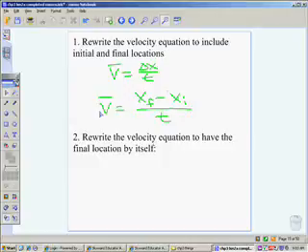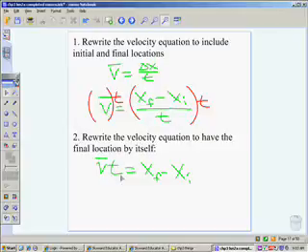Part number 2. Rewrite the velocity equation to have the final location by itself. So here, x sub f is the final location of the object. We want to get this variable by itself. Now, I realize that there are two letters here, the x and the sub f, but it's still considered just one variable. The f is just making us focus on what kind of location it is. So anyway, to get this x sub f by itself, we're first going to multiply both sides by t. That will get me v-bar t equals x sub f minus x sub i. The t here and the t there cancel out.